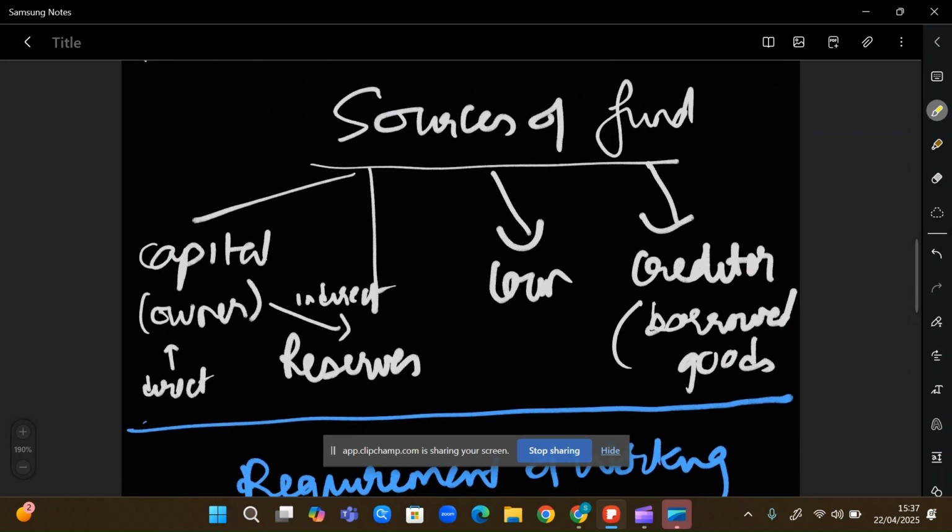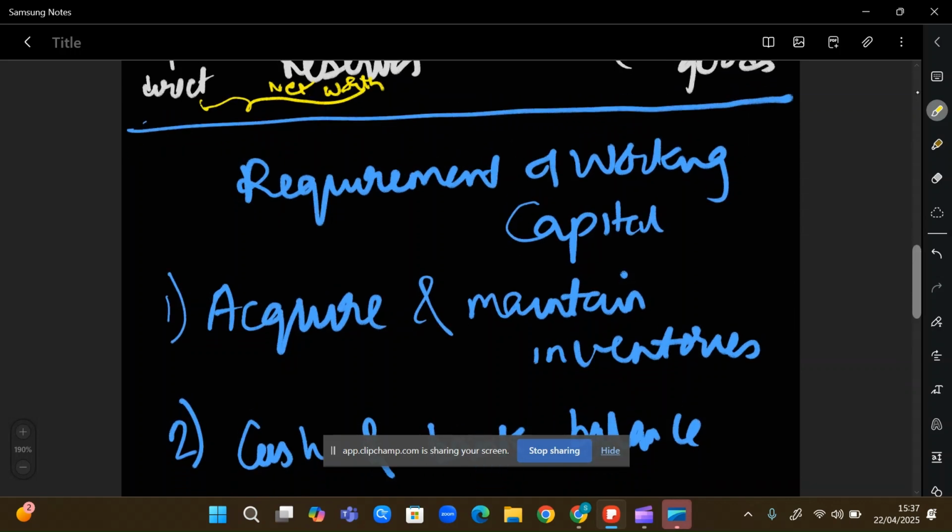So what are the different sources of fund? The first source is directly from the owners, that is the capital, the direct contribution of the owners and the shareholders' capital. Then there is the reserve, that is the indirect contribution by the owners. Both of these combined are called net worth. Third is the loans. The fourth source of fund is creditors, from whom you borrow goods. Creditors are those whom you have to pay for items purchased.